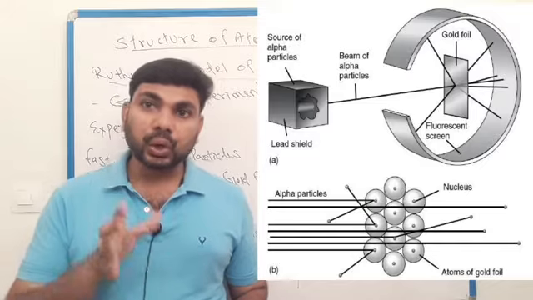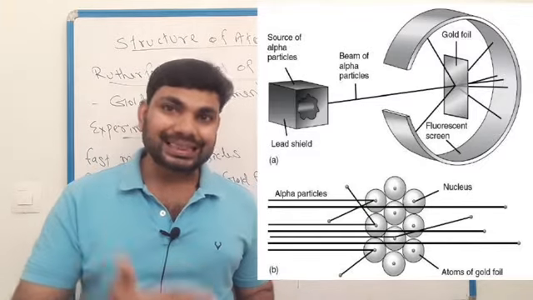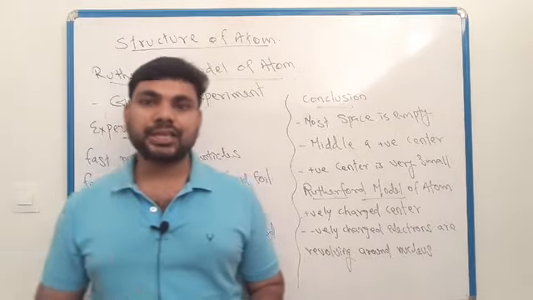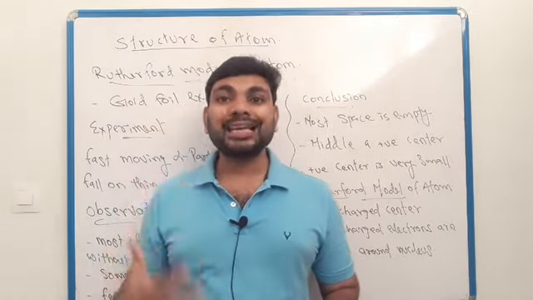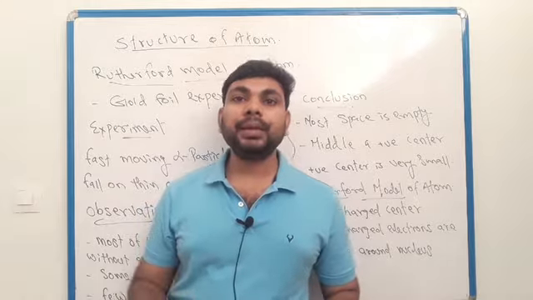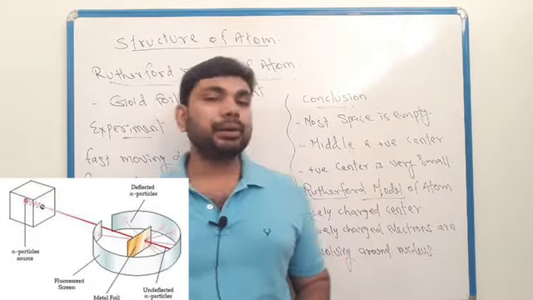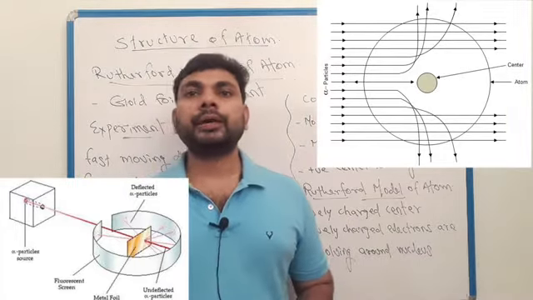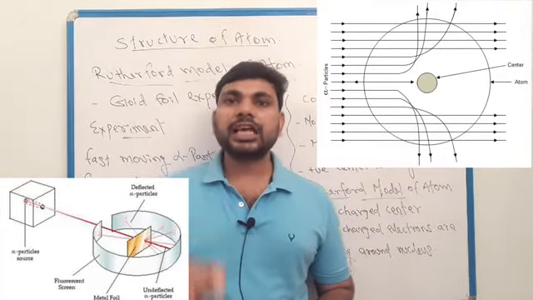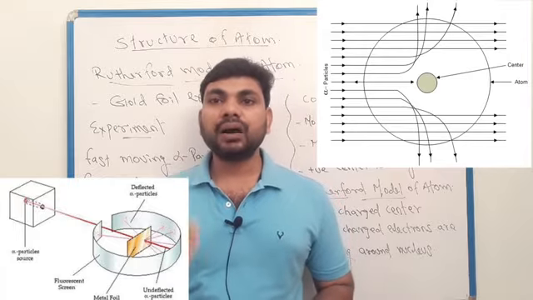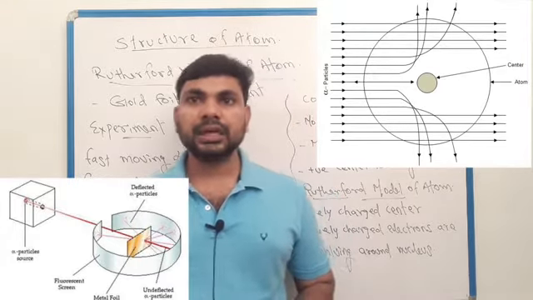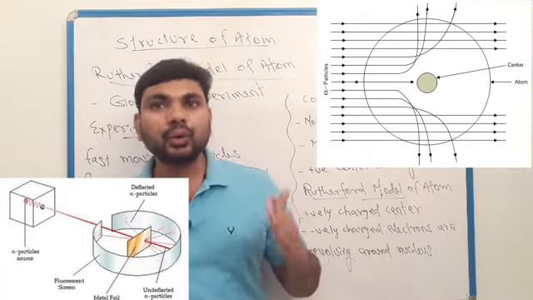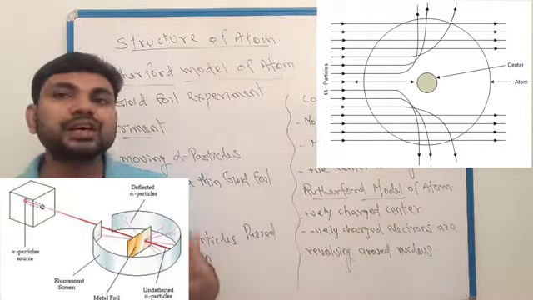Also, he selected gold foil because he wanted a very thin metal layer. Gold is the most malleable metal. The term malleable means the metal can be made into a thin metal sheet. So that's why he selected gold and alpha particles for this experiment. Clear?